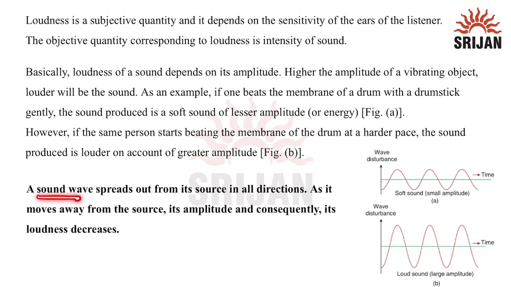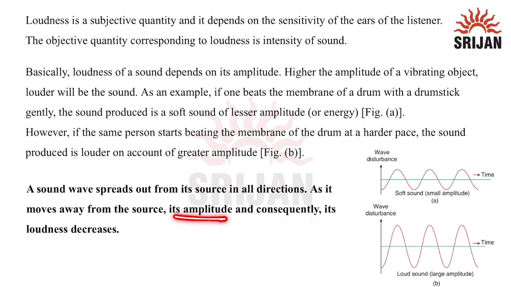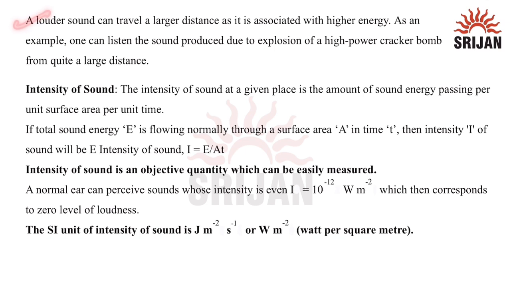Now, a sound wave spreads out from its source in all directions. So if this is a source, the sound wave will spread in all these directions as it moves away from the source. So its amplitude and its loudness will decrease as the distance from the source increases. A louder sound can travel a larger distance as it is associated with higher energy. As an example, during Diwali, you might have noticed that the sound produced by the explosion of a high power cracker bomb can be heard from quite a large distance.